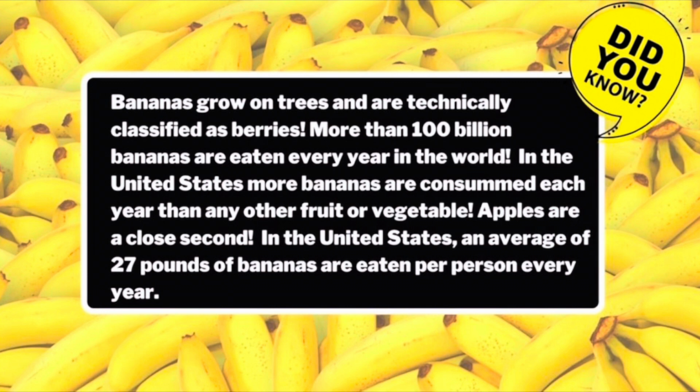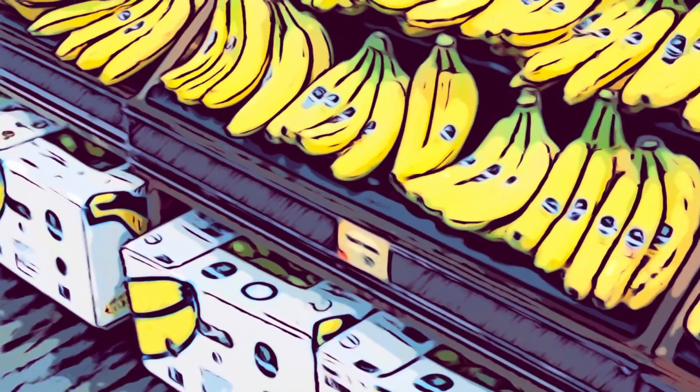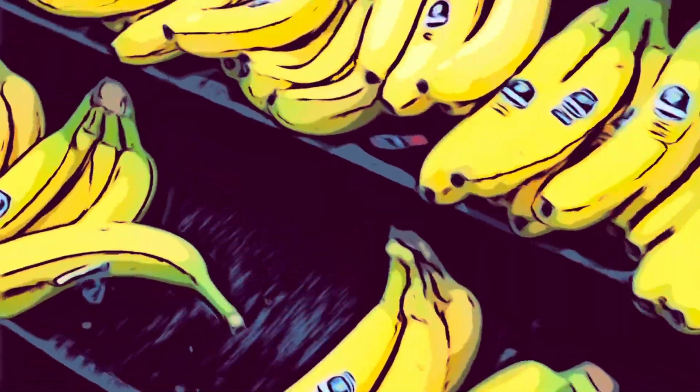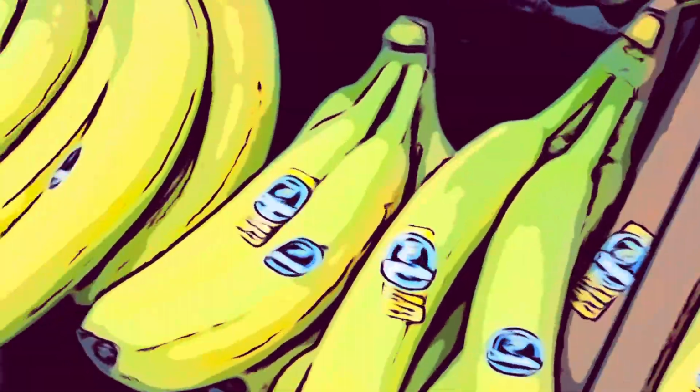Fun fact, did you know? Bananas grow on trees and are technically classified as berries. More than 100 billion bananas are eaten every year in the world. In the United States, more bananas are consumed each year than any other fruit or vegetable. Apples are a close second. In the United States, an average of 27 pounds of banana are eaten per person every single year.